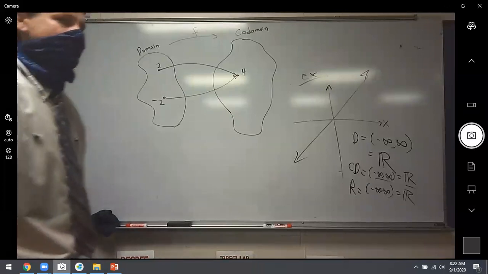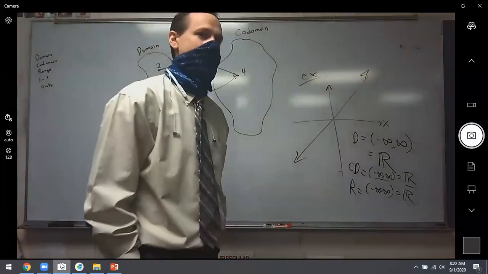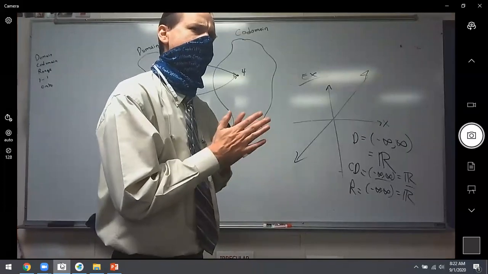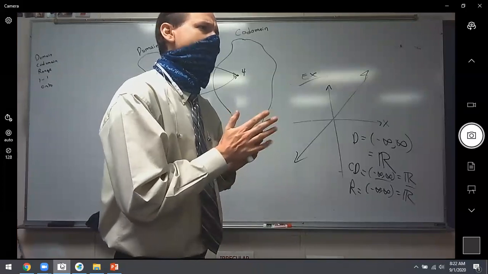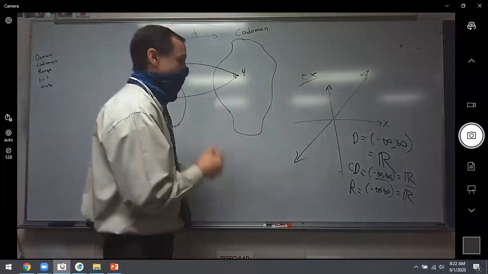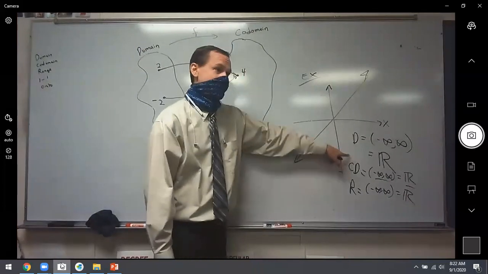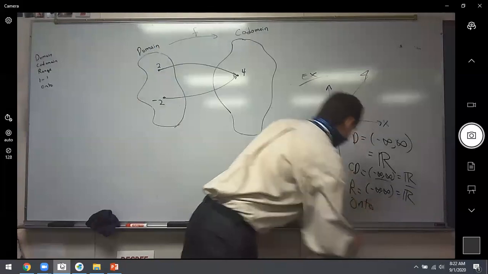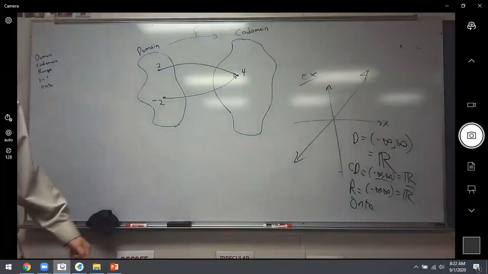Is this onto? Look up the term. I know it's brand new. It's okay. What's onto mean? When the range equals the codomain. Does the range, is it the same as the codomain? So this is onto. That's all you got to write. It's onto. Yes. It's a yes/no problem there. Is it? Yeah, they're the same.